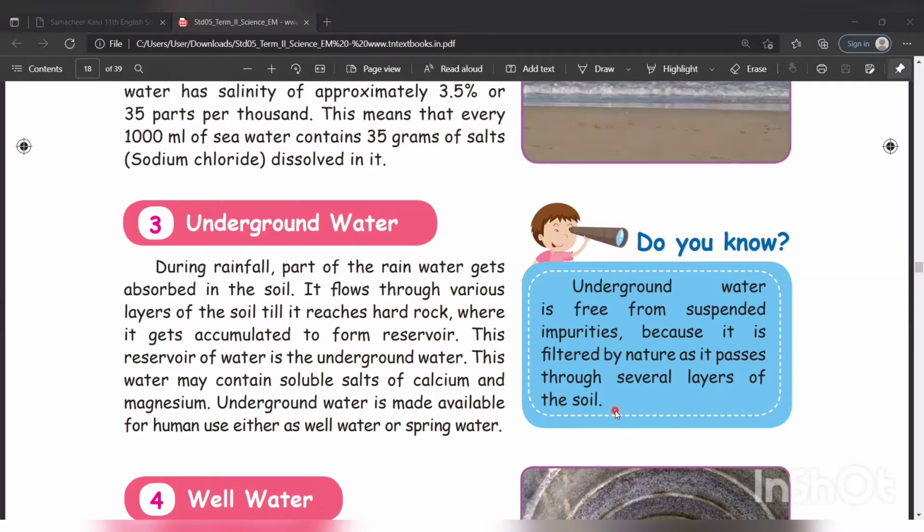So this underground water is free from suspended impurities because it passes through various layers of the soil, isn't it? It is filtered by nature as it passes through several layers of the soil. So the suspended particles get filtered, and the purest form of water can be used. Underground water is free from suspended impurities because it is filtered by nature as it passes through several layers of the soil.